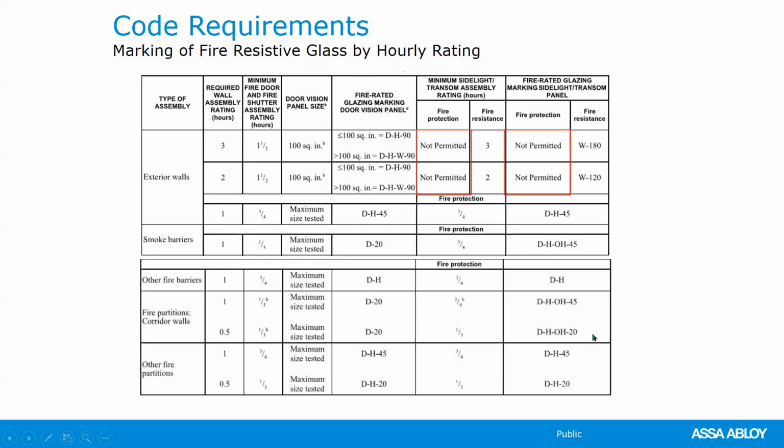You get down further and you get into the more common hollow metal and wood door applications where you can use fire protective glass. If you'll notice, there's no W in the classification or the labeling of the product.